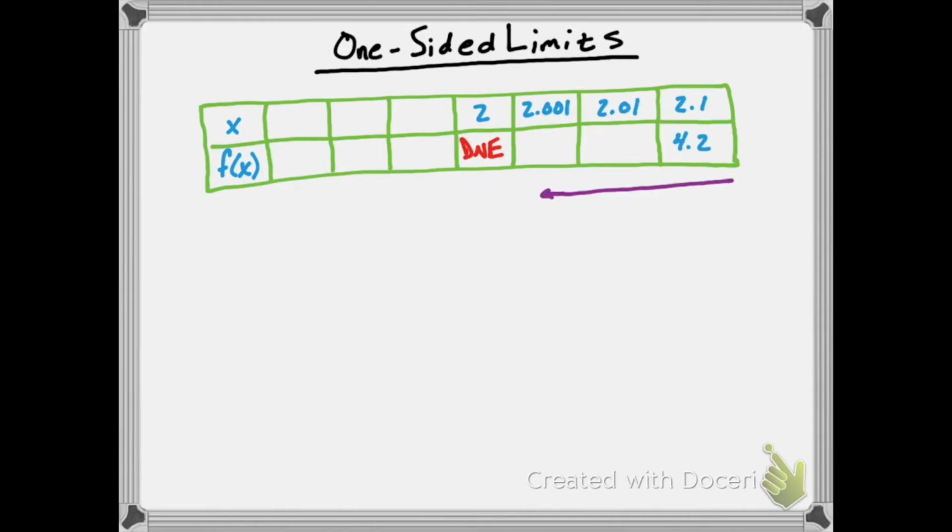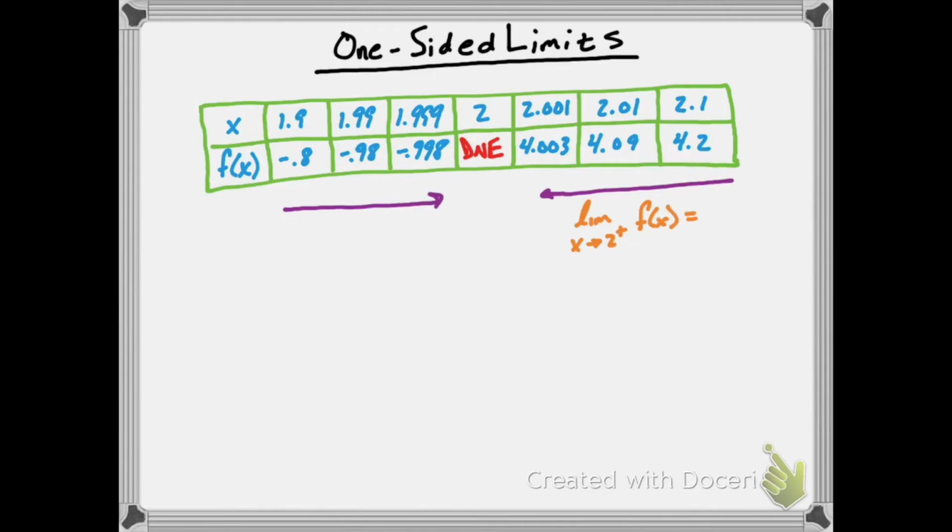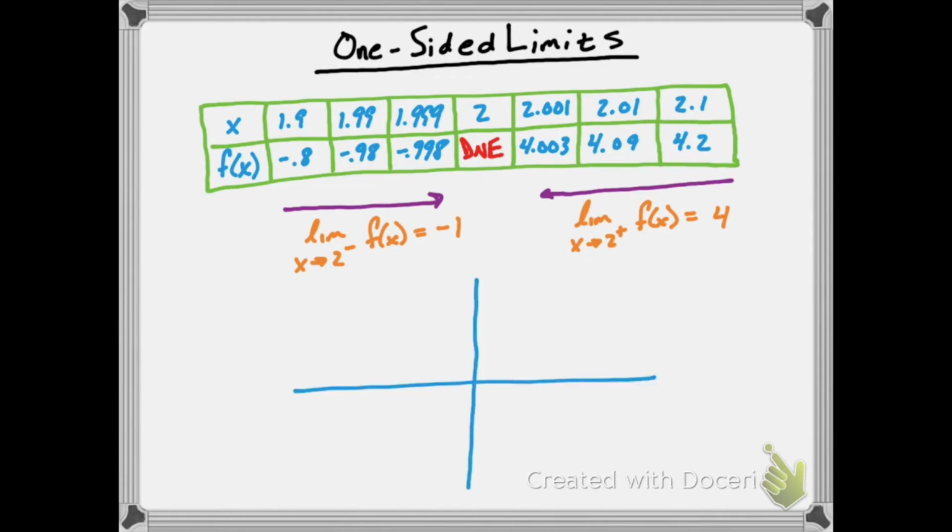From the right-hand side, let's say our y values are 4.2, 4.09, and 4.003. And from the left side, let's say our y values are negative 0.8, negative 0.98, and negative 0.998. We can see that from the right-hand side, the limit as x approaches 2 from the right, the values are getting closer and closer to 4, and from the left, the y values are getting closer and closer to negative 1. Let's try to illustrate this on a graph.